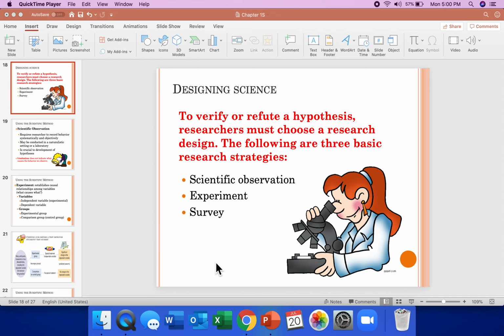Another strategy is to conduct an experiment where you actually devise a hypothesis and plan an experiment where you have a control group and an experimental group, and you see what happens if you apply this variable and what happens if you don't apply it. A third strategy is to do a survey where you just collect data and information based on people's questionnaire.